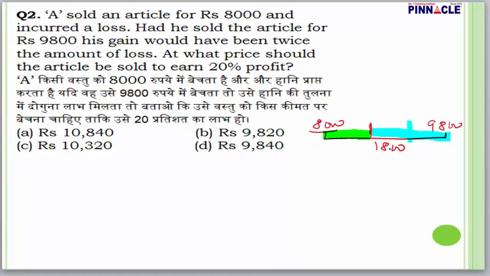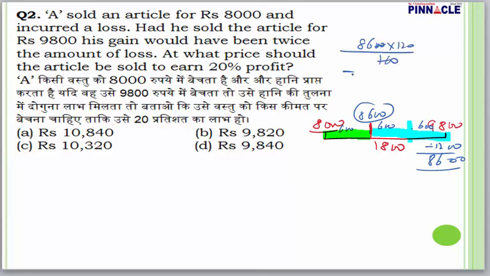In other words, you can divide 800 into three parts, that is 200 and 600. Now the profit is twice the loss. So 9800 minus 1200 would be equal to 8,600. Sorry, this is 8,000 plus 600, that is 8,600. So 8,600 is CP. From these two statements, we can conclude at what price should the article be sold to earn 20% profit? Now 8,600 into 120 by 100. This would be the price at which he will get 20% profit. That is 10,320. Answer is C.